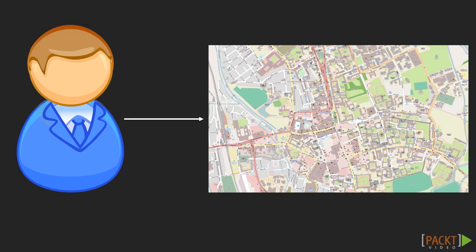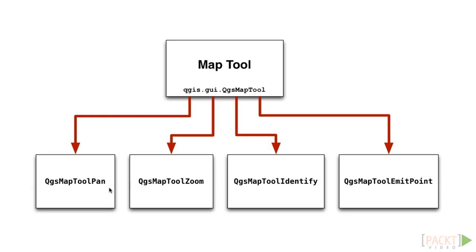Let's take a look at some of the more common map tools you might like to use in your own programs. Firstly, there's QgsMapToolPan. This lets the user pan the map, that is, click and drag the map to move around.